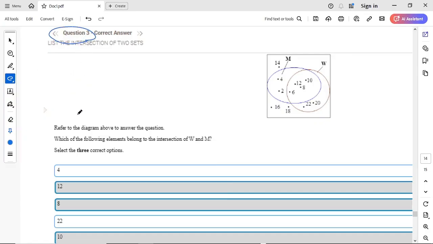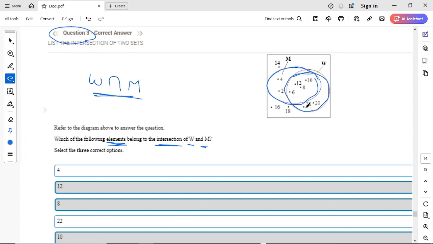Question number 3, it refers to the diagram above to answer the question. Which of the following elements belong to the intersection of W and M? Means W intersection with M. So let's see the diagram here. This is the M, okay? It contains some numbers, which is 4, 2, 12, 6, 8, 10. And I have also W here, which contains the numbers 10, 12, 8, 6, 22, 20.